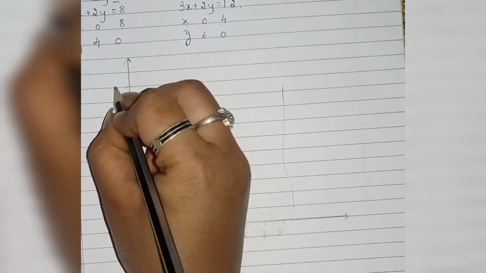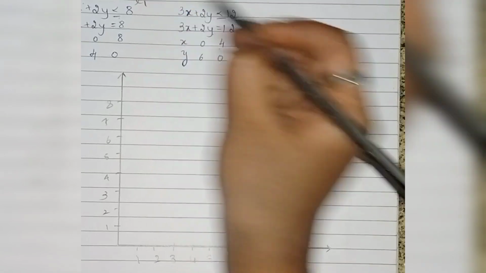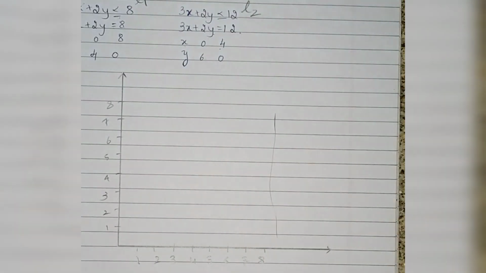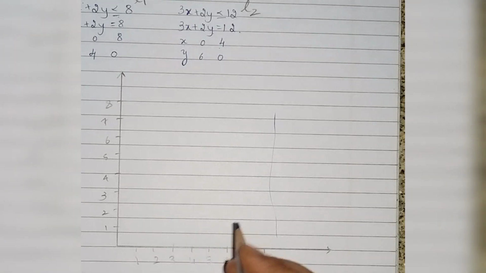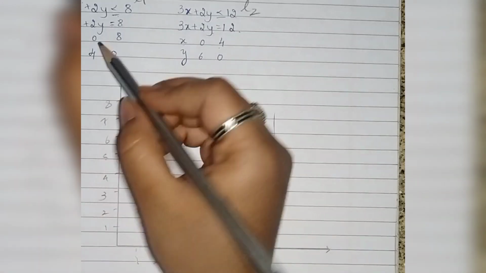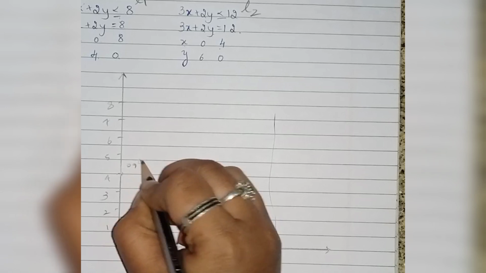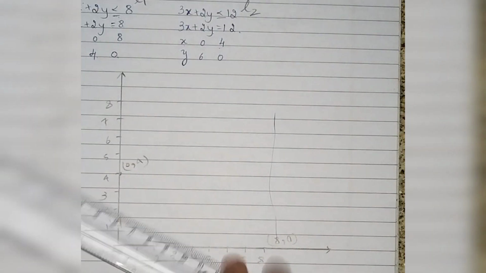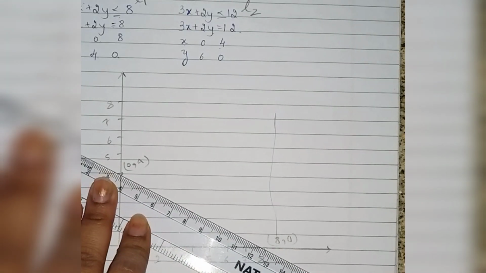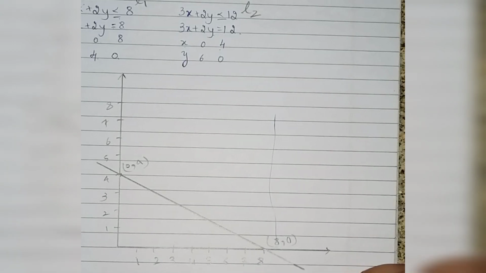5 6 7 8. Now the point for the first line, let me just say this is line 1, this is line 2. And in a graph, if it is difficult to write the entire expression, you can just say line 1, line 2. Okay, now x plus 2y is equal to 8. The points are 0 comma 4 and 8 comma 0. So this is 0 comma 4 and 8 comma 0. Now join these 2 points. If we join these 2 points, there comes a line. Yeah, this is line 1.